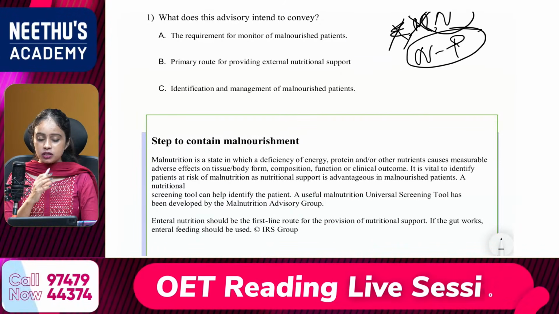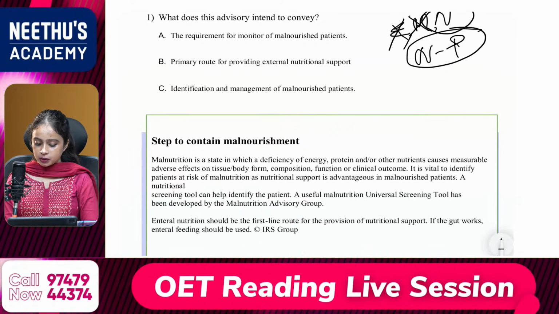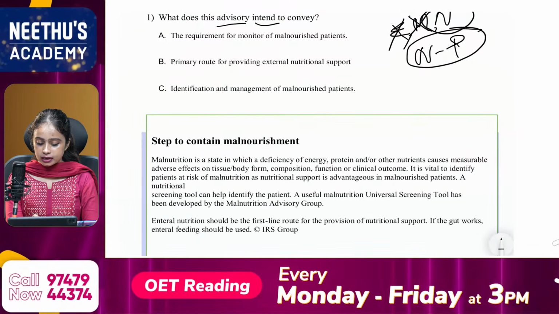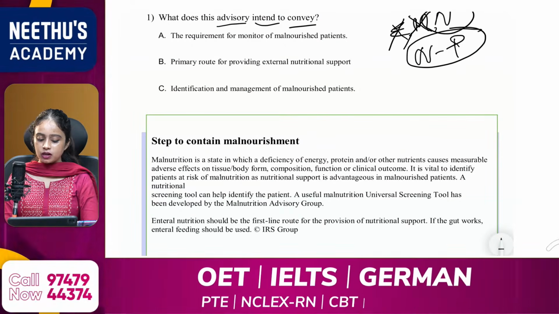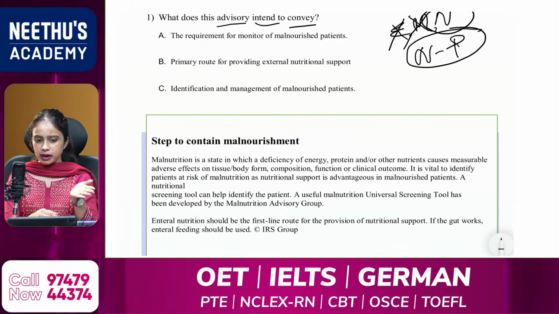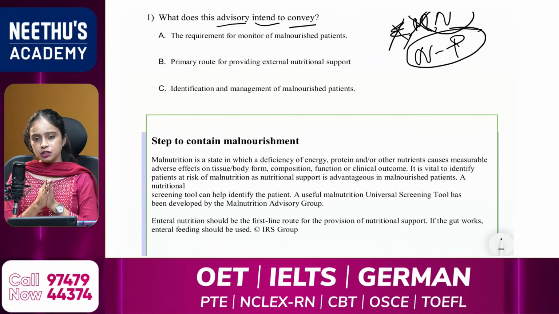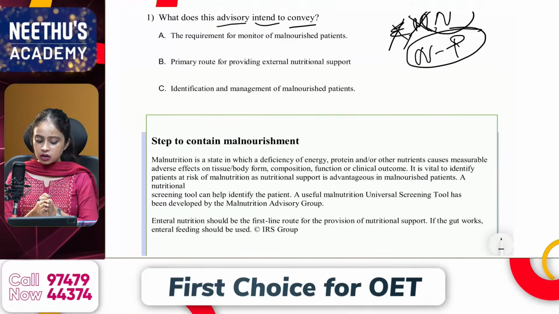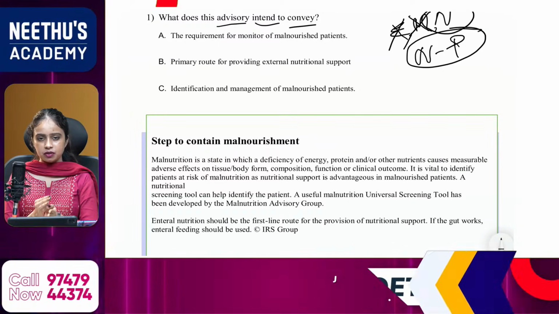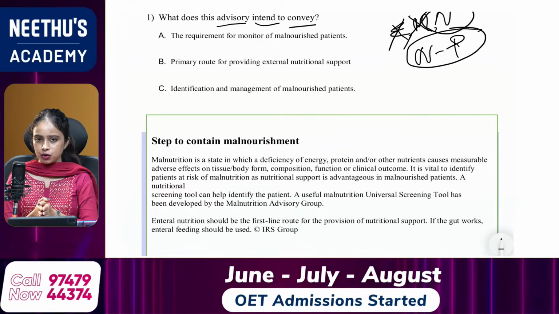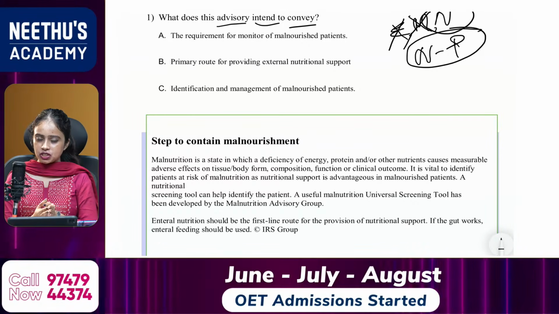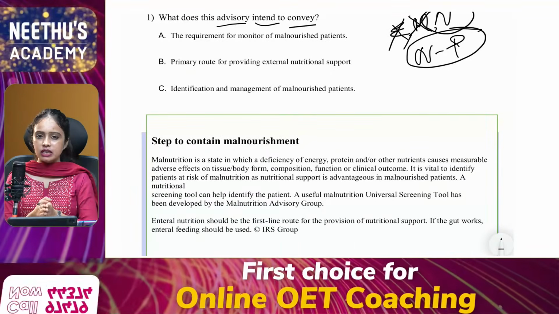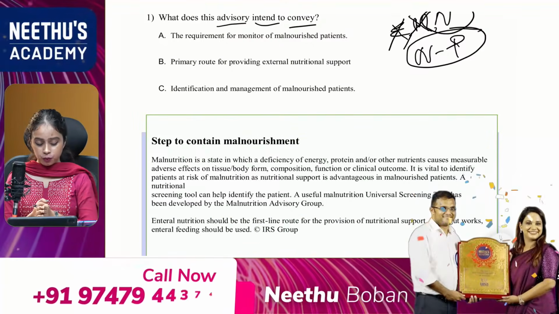So what is the purpose? What does this advisory intend to convey? My keywords: advisory, intend, convey. That's all about the question. Coming back to the type of question: multiple choice questions with 3 answer options. Either you can read the question first, then read the options, then come to the paragraph, do the elimination strategy, and find your answer. Otherwise, you can read the question, then read the paragraph, then come back to the options, eliminate, and find your answer. These are the 2 methods which you can use.